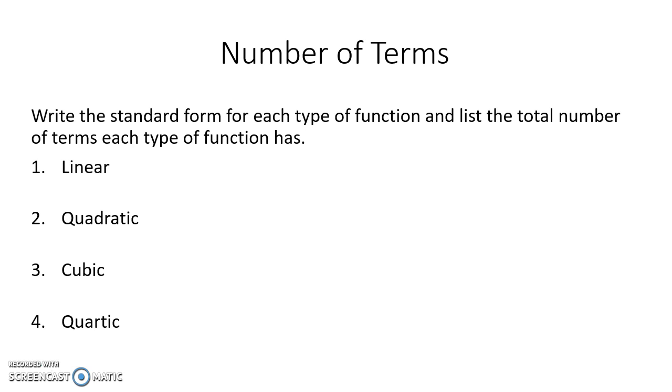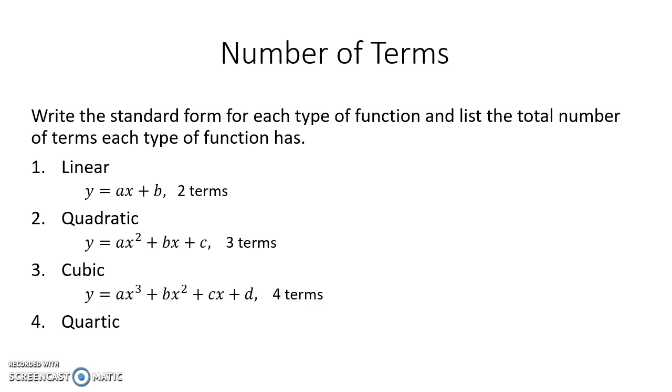So for linear, we know it should be of the form y equals ax plus b. Quadratic, we know it should be of the form y equals ax squared plus bx plus c. For cubic, all we're going to do is tack on an x cubed to the front and make that ax cubed plus bx squared plus cx plus d. And then for quartic, again, just tack on an x to the fourth at the front.